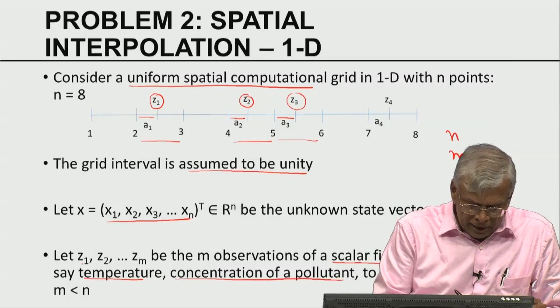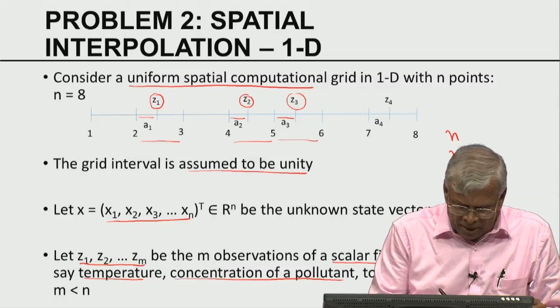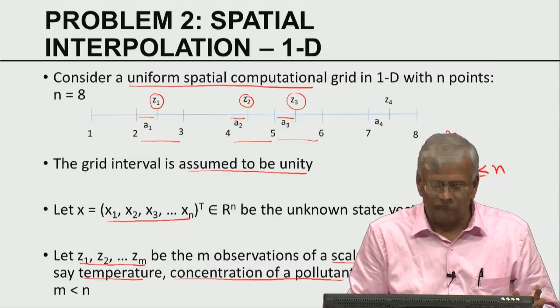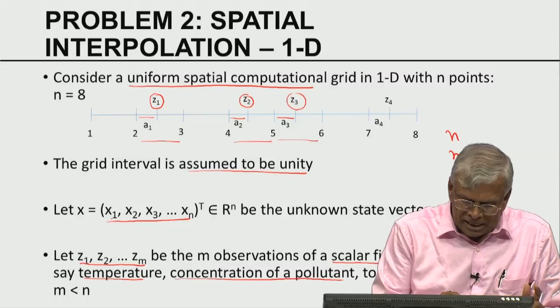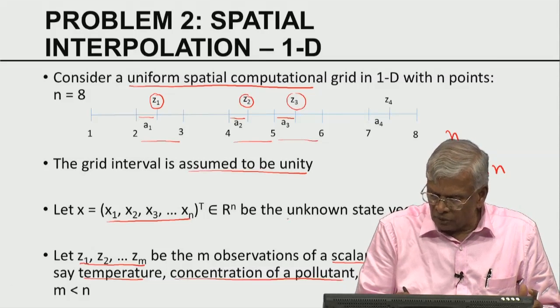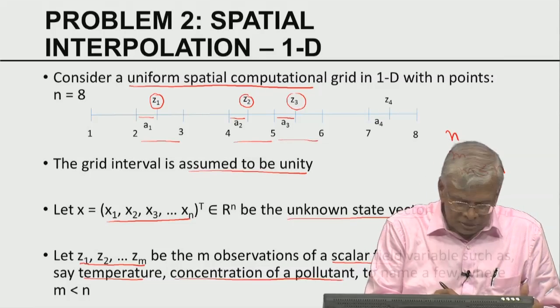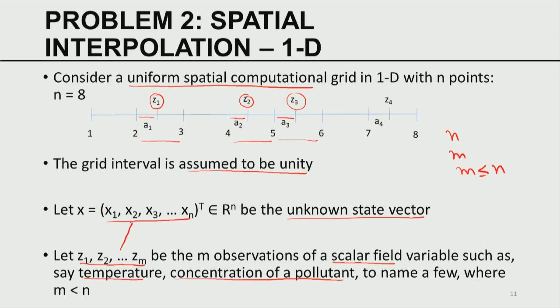So let there be M locations where there are M observations of a scalar field. Let there be N unknowns. I would like to estimate the N unknowns using M knowns. So this is the standard problem. I am going to formulate this problem as a linear problem.